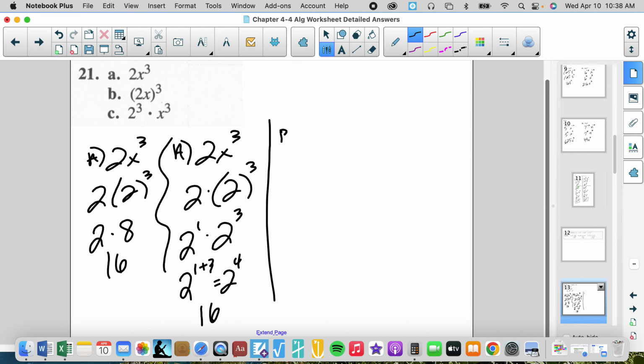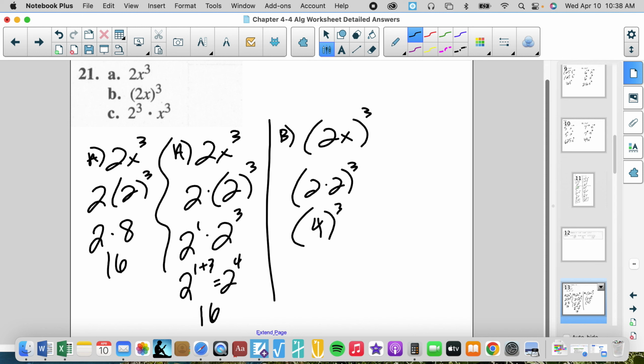Maybe. Let's do b. b is quantity 2x to the third, and x is 2. So, anybody see it? You can do 4 to the third, which is going to give you 64. Anybody see it in this fashion?